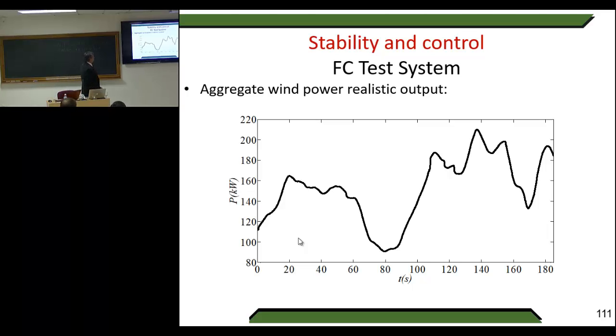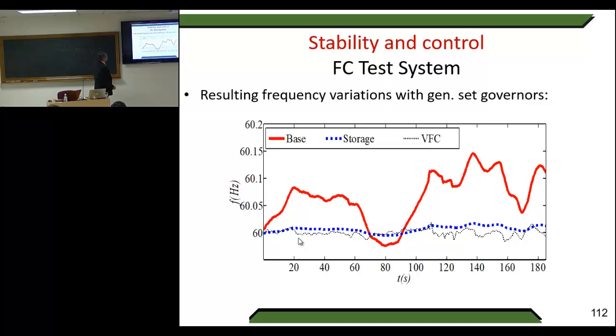What you can see here in the picture is how the aggregate wind power moves in this time frame, in seconds. And you can see that the results, without or with the base control, are more or less that the frequency follows the variations of wind. Let me go back here. You can see very similar. With the storage control, you see that. And with the voltage frequency control strategy, you see the other line.